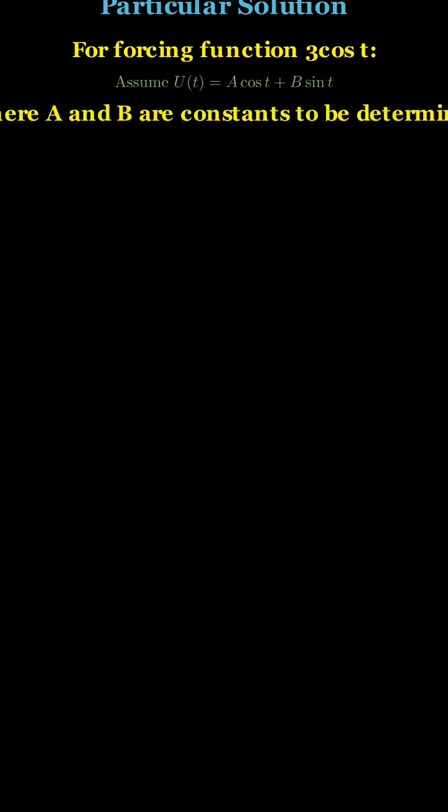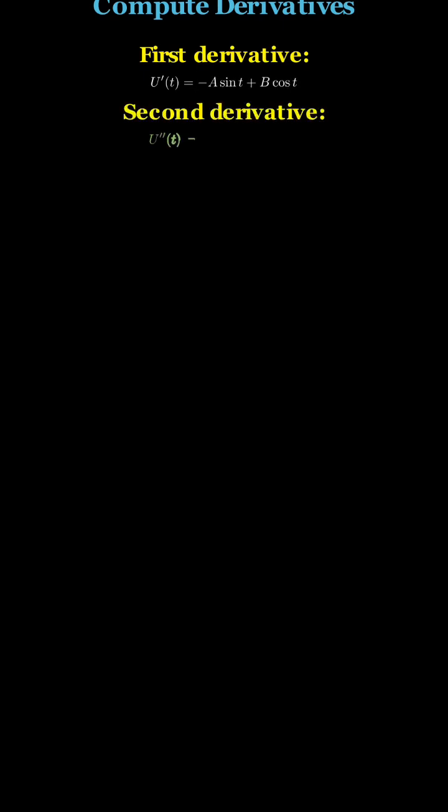For the particular solution, we assume a form involving both cosine and sine terms due to the trigonometric forcing function. Let's compute the first and second derivatives of our assumed particular solution. Now we substitute the particular solution and its derivatives into the original differential equation.